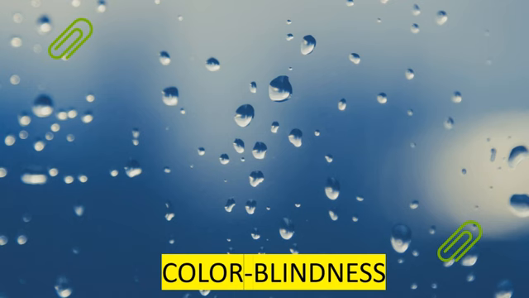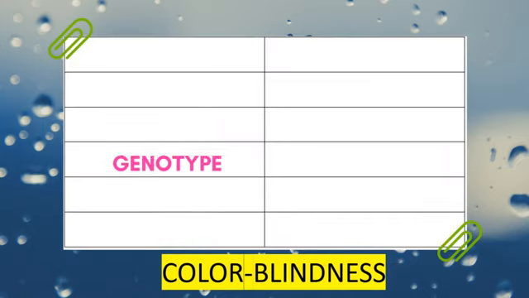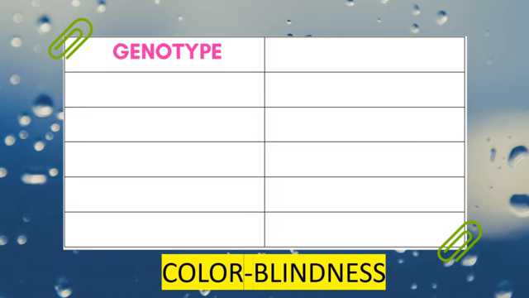But how? There's a better way to know who among the children will inherit the disorder, and that is through a Punnett square. And in doing that, we have to be familiar with the genotype and phenotype of color blindness. And here they are. This is the table for the genotype and phenotype of color blindness. Let us try to solve the problem with the help of this table.